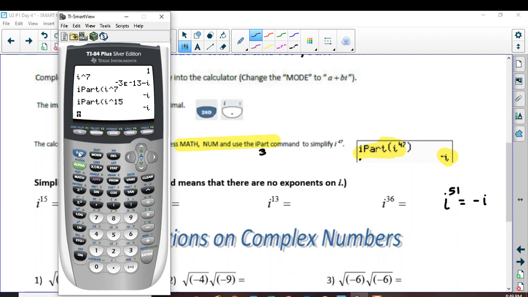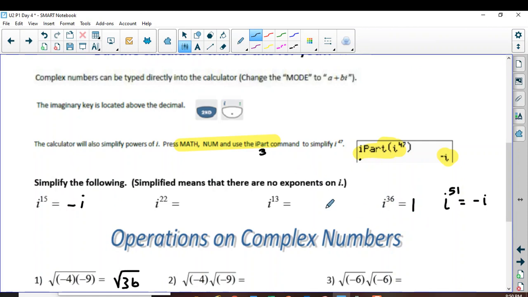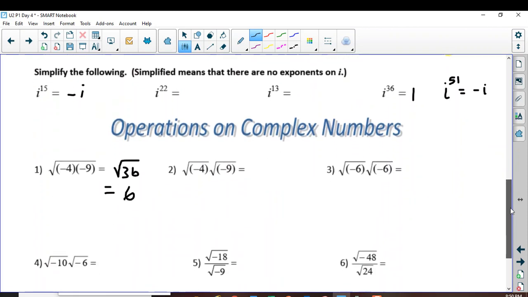So go second. Oh, I'm going to do math, num, 9. So I'm going to do math over to num. Oh, and I always say 9, I mean 3. The i part. And then I'll do the i to the, and if this says to the 36th power, so I'll do 36. So that gives me 1. So this would just be 1. Okay, so hopefully you can finish those.